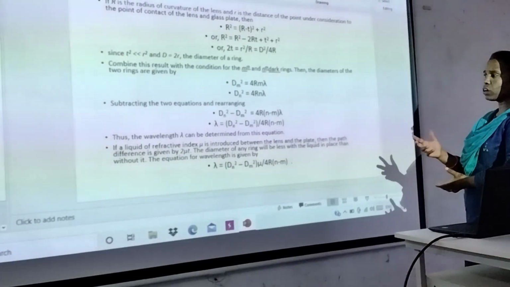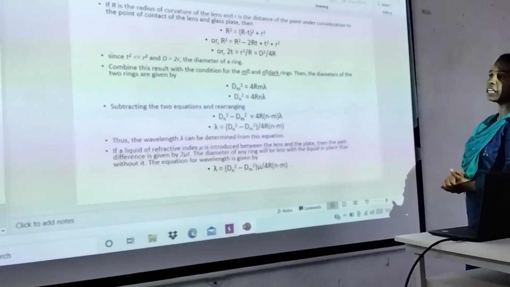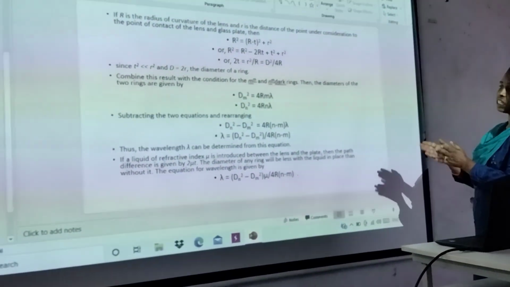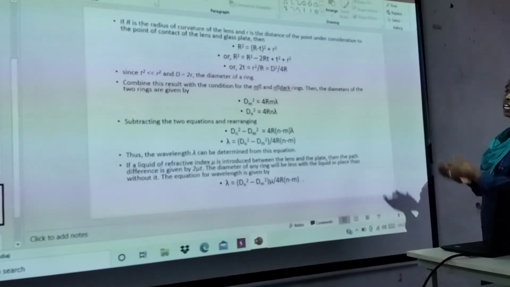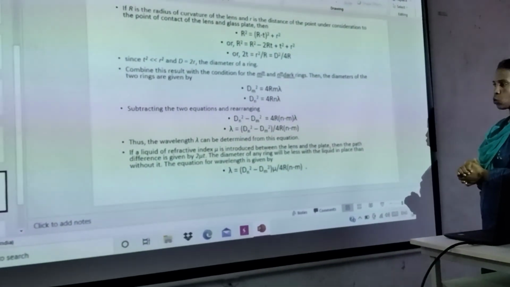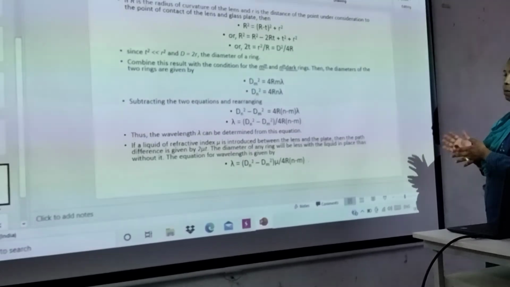4R. 4 is nothing but 4. R is nothing but the radius of curvature of the lens. So if we know the radius of curvature, we can easily calculate lambda. Dn and Dm can be calculated with the help of a travelling microscope. This is the main application of Newton rings.